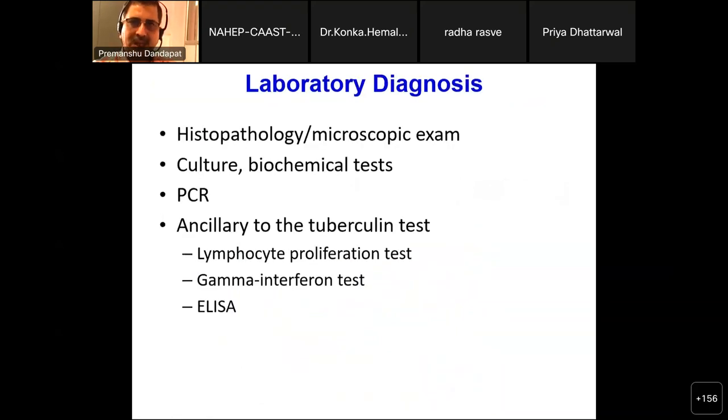So the laboratory diagnosis can be done both antemortem as well as postmortem. In case of antemortem, in the live animals, we usually do the tuberculin test or the gamma interferon assay. But in case of postmortem, we can directly detect the organisms through PCR or by culture.